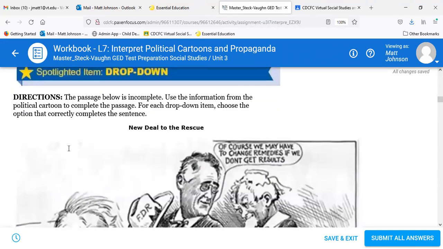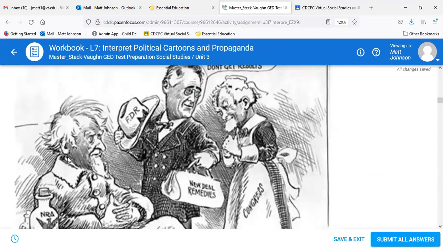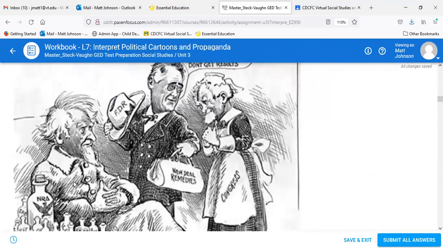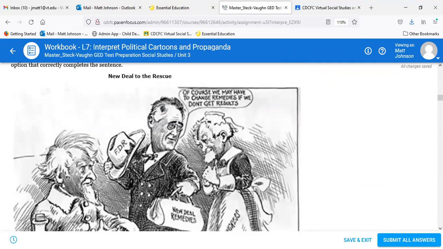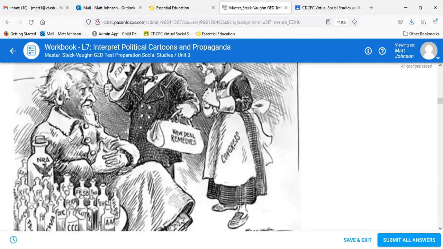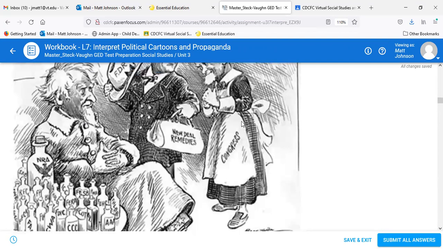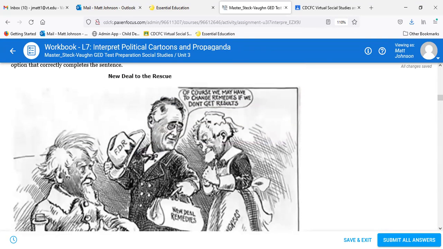And 3, we're going to have a little drop-down paragraph here, I think, in the bottom. So our cartoon here, we'll zoom back out a little bit so I can put that all in, or best as I can anyway. So what we have here, right, is New Deal to the rescue. And FDR again, right, we have him depicted with his little hat, and he's playing the role of the doctor. Congress is the nurse there, and Uncle Sam is sitting here as our patient. See all the empty bottles of remedies, and FDR is carrying his little case with more remedies to try to fix the economy after the Great Depression. So they say, of course, we may have to change remedies if we don't get results.